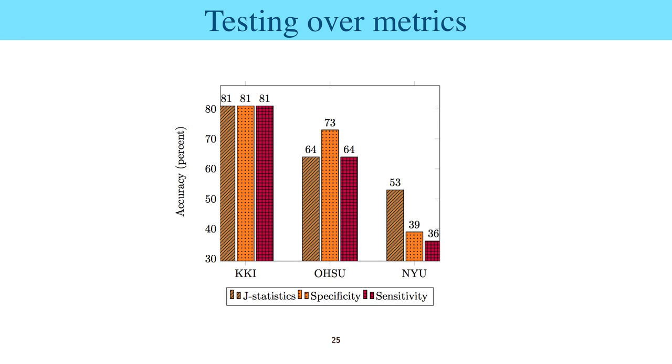We also performed another experiment to evaluate the effect of J statistics. So instead of J statistics, we performed everything while considering specificity and sensitivity alone. And the results show that J statistics is a better approach than only sensitivity or specificity, as we get higher accuracies by considering J statistics.